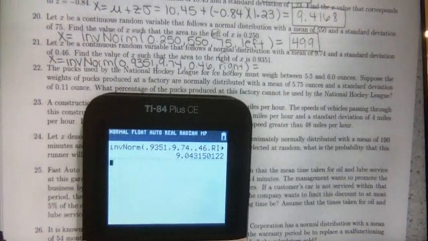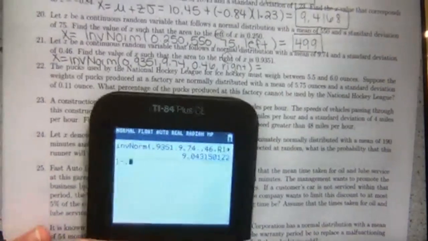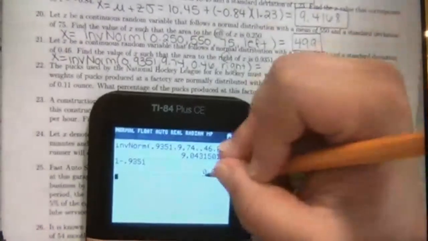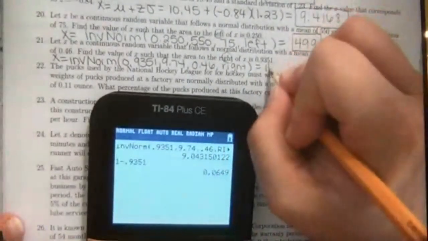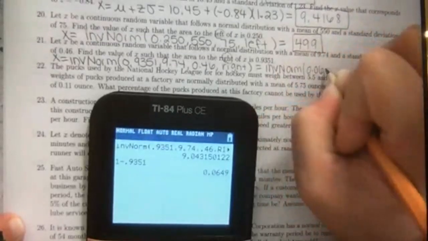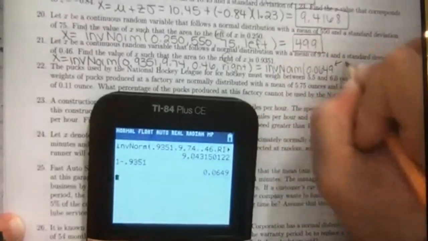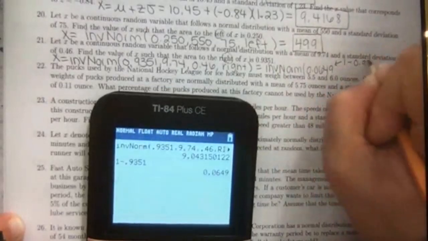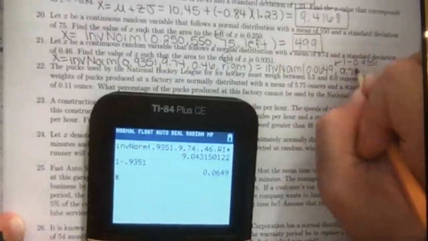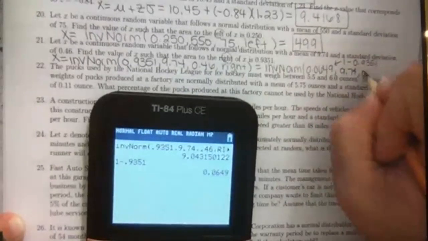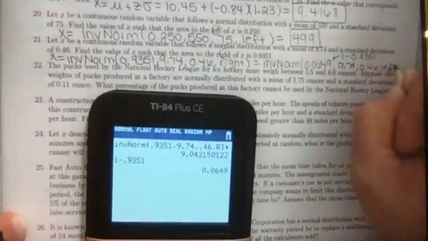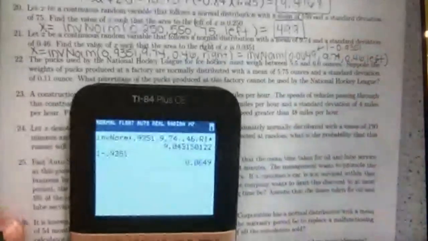If you don't have the option for left or right, you have to find the area to the left by doing one extra step and doing 1 minus 0.9351. This tells us our area to the left is 0.0649. So inverse norm, 0.0649. And we got that because it was 1 minus 0.9351. Our mean is 9.74. Our standard deviation is 0.46. And this is area to the left. So you wouldn't put area to the left, but just showing you.